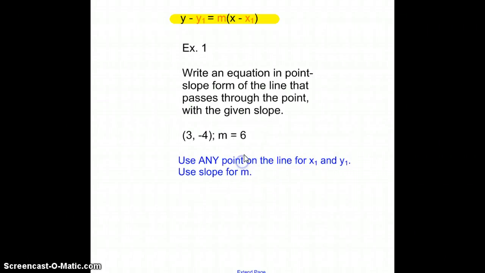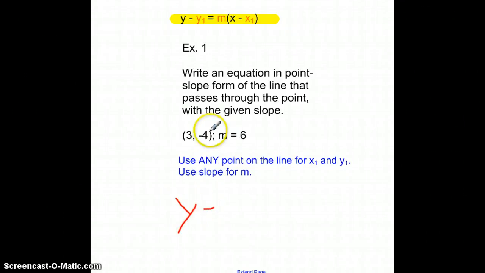Okay, for x1 and y1. So in this case, they give us the point. If it was another situation, there's no just one point that fits into the y1, x1. That's my point here. That's what I'm trying to prove to you. It could be any point that's on the line. They give us this point in particular, so let's write our equation.